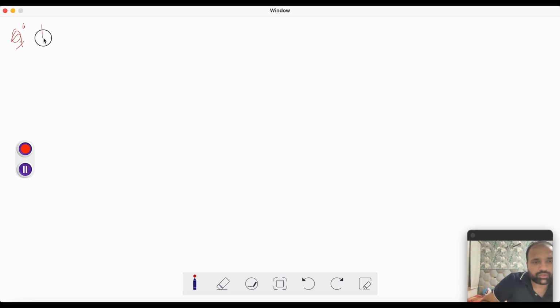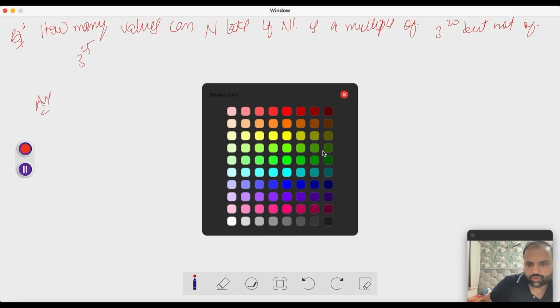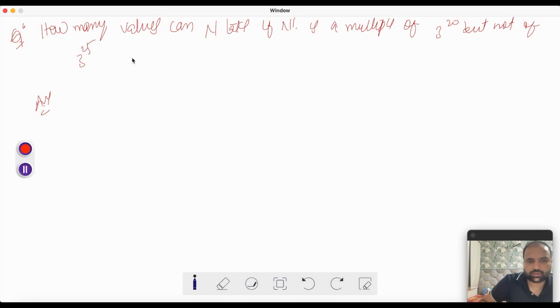Again the same, the language remains the same. How many values can n take if n factorial is a multiple of 3 to the power 20 but not of 3 to the power 25? Again, the similar approach remains the same. We need to find 3. So first of all, we'll try to find how many times 3 appears in 1 to 10 factorial.